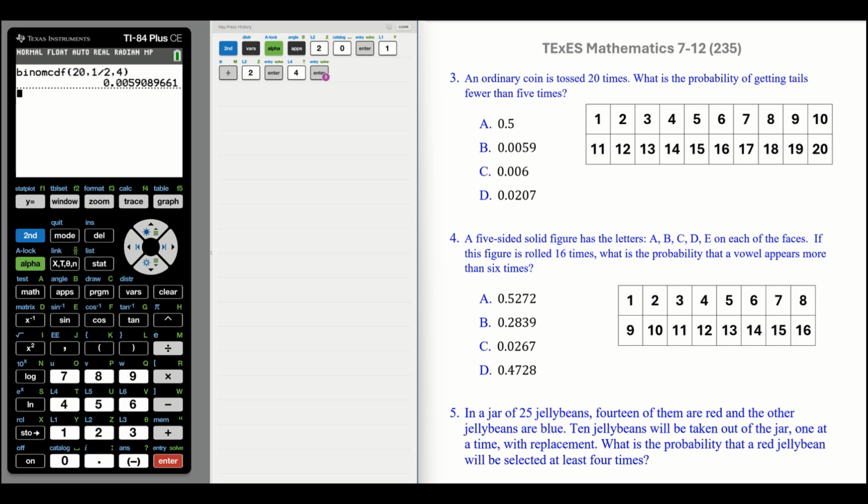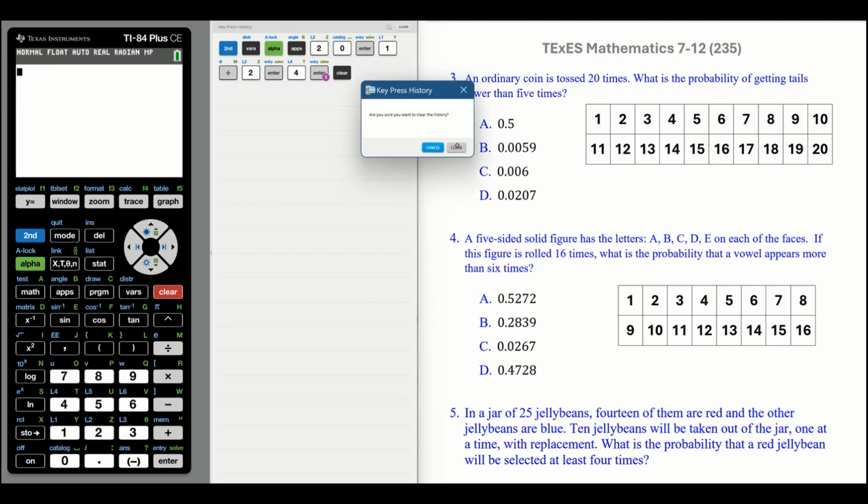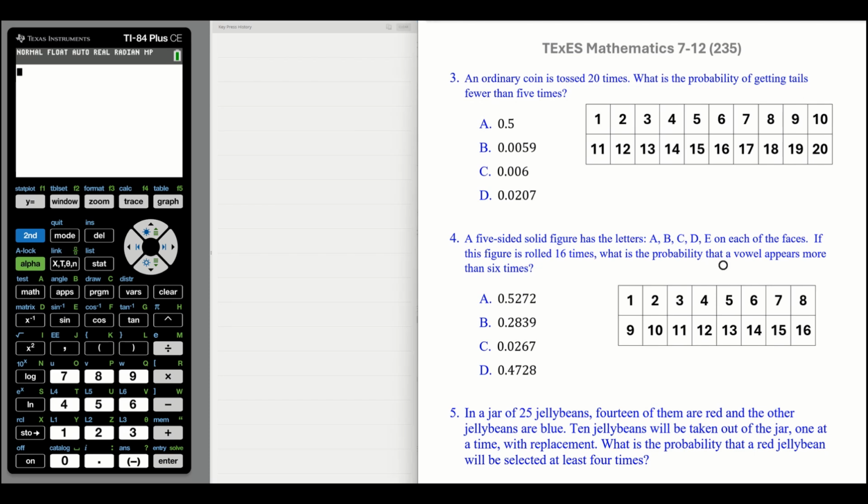Okay, number 3. An ordinary coin is tossed 20 times. What is the probability of getting tails fewer than 5 times? Before we start, let's clean up a little. So we have n is 20, and our probability, since it's a coin, is 1 over 2.